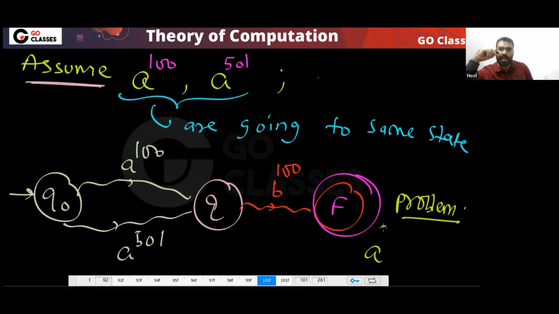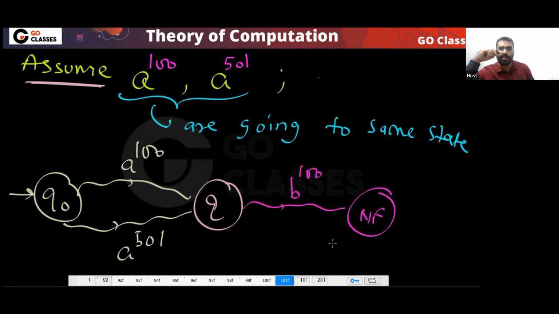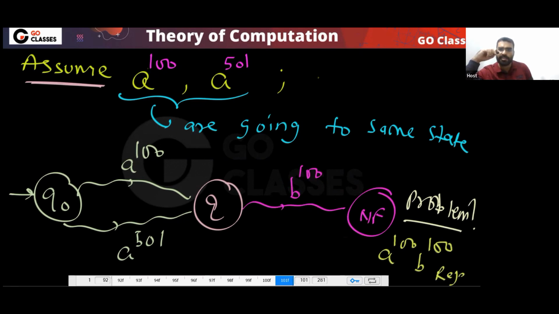The problem is a power 501, b power 100 accepted. Yes or no? Accepted. Correct? And if you say non-final state, then what is the problem? Just tell me the problem. The problem is that a power 100, b power 100 rejected. Rejected.